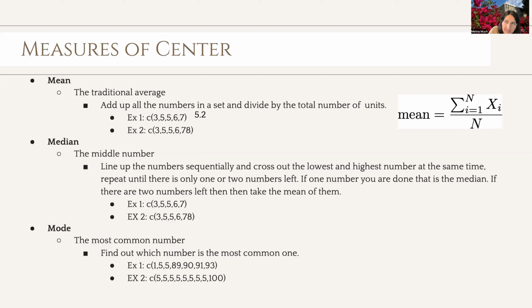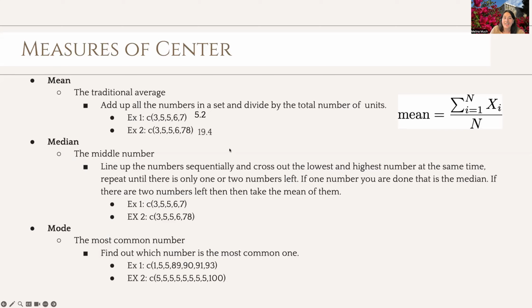So I want you to do the same thing with this next set. There's the same amount of numbers, but one number is really different. So you're going to add up 3, 5, 5, 6, and 78 and divide by 5, and then tell me what you get. Pause here.